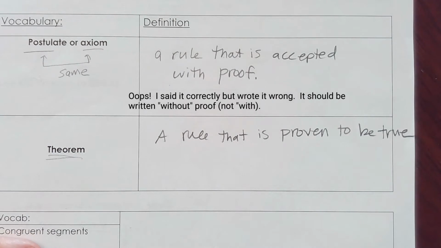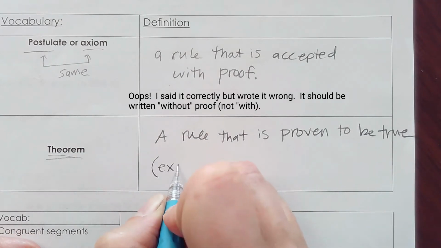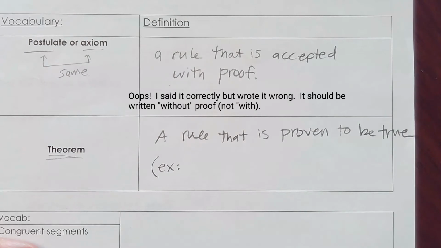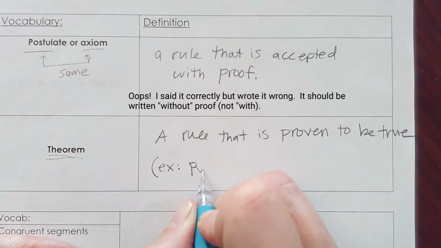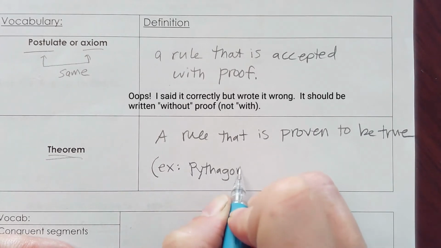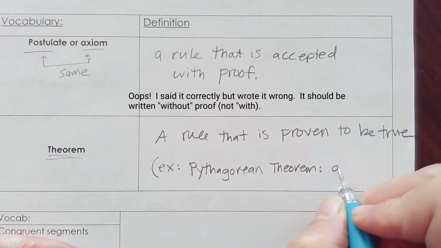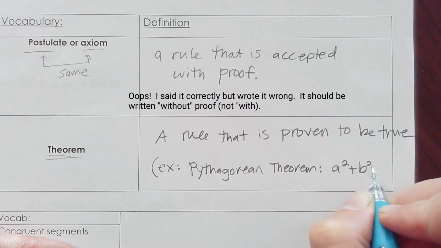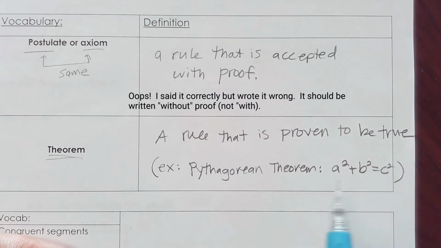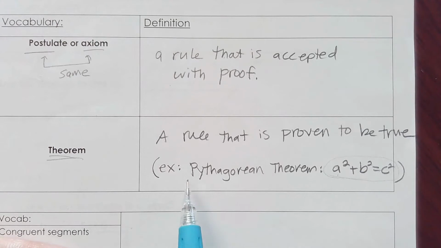Just an example of this, and I'm choosing it because it seems like a famous theorem that people already know by the time they get to geometry, and that is the Pythagorean theorem. It says a squared plus b squared equals c squared. This is the rule that goes to the lengths of sides of right triangles. It's a rule, in this case an equation, and it's proven to be true by Pythagoras or by people in his school.